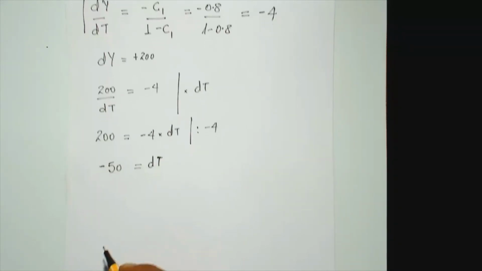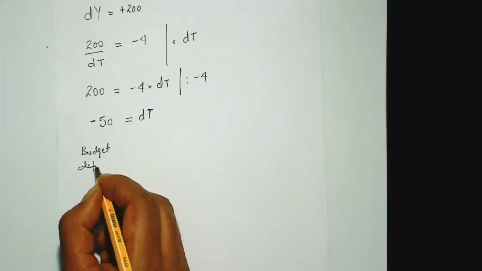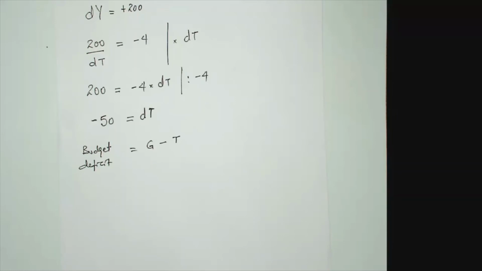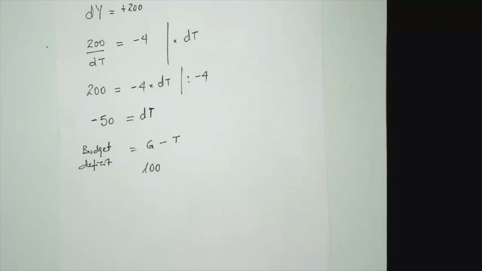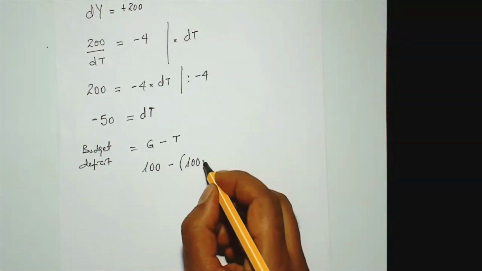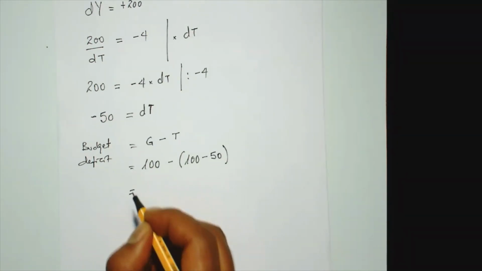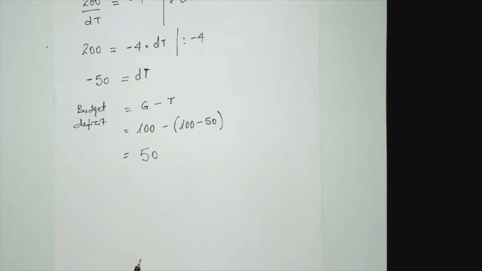The budget deficit in our case would be again government expenditure minus taxes. And we have seen that there was no change in government expenditure, which was already 100, but our taxes had to decrease by 50 monetary units, so it was 100 previously. We would deduct 50 monetary units from our taxes. And finally, the government budget deficit would be 50 units.